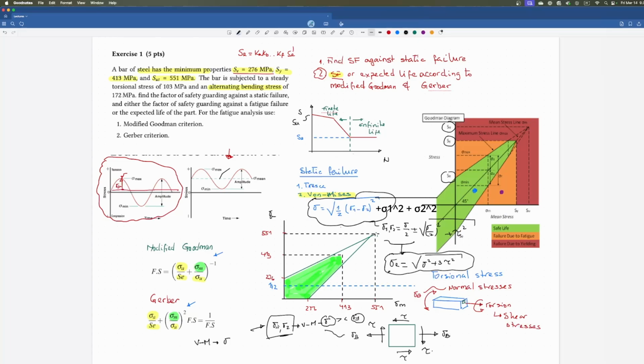So it's just a small recap of what you did in failure theories in the lecture. Then you need to think about what is the mean stress, because the mean stress is going to give you the answer for finite or infinite life, although I already told you the answer for that. And secondly, use it in the formulas here. And that is it. I hope it helps.